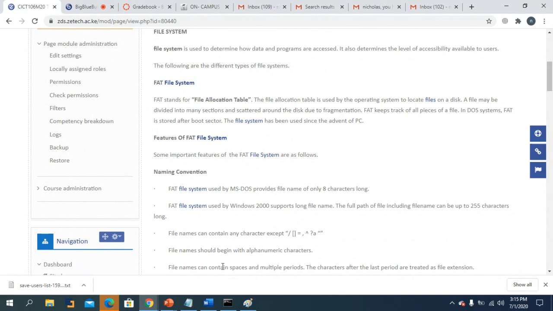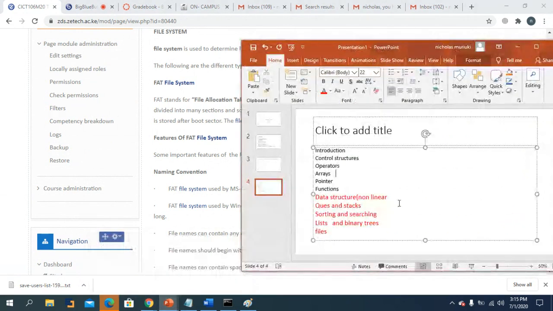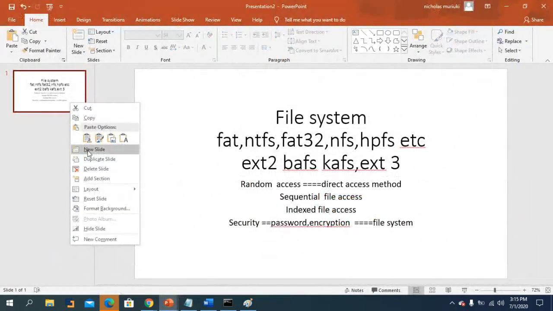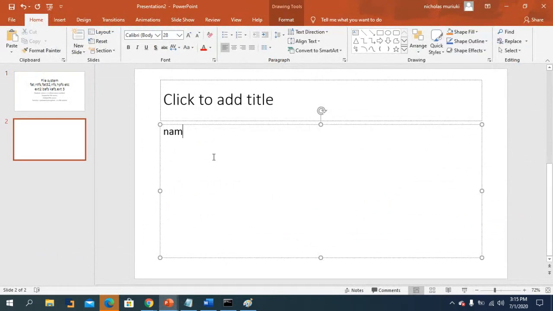So one thing that we need to understand about the FAT is that security is provided on naming. It is not provided on folder level. Then, if you look at this method, it is not efficient in file allocation.